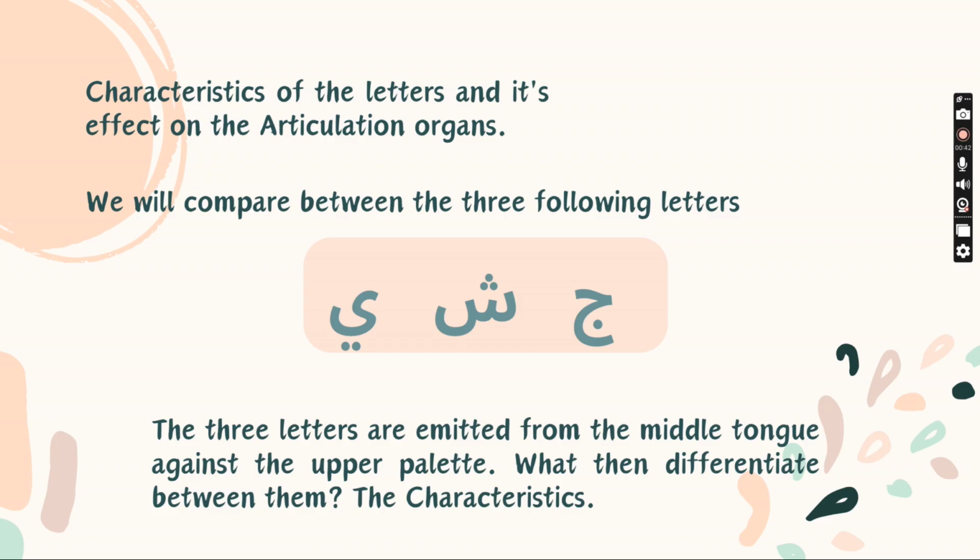In our previous classes, we studied some of the letter characteristics, and today we will see their effect on the exit point of each letter. So we are going to examine those 3 letters and see their effect on the exit point, and we will compare between those 3 letters: Jim, Sheen, Ya. But the Ya that's unlengthened, not the sukun Ya with a kasra before it.